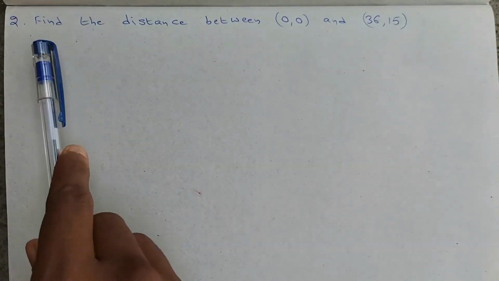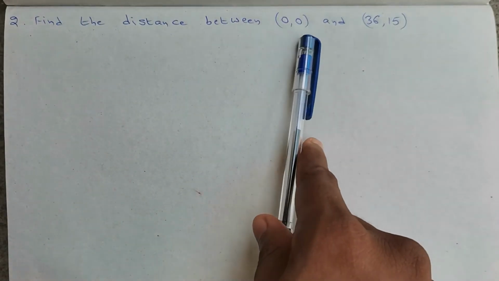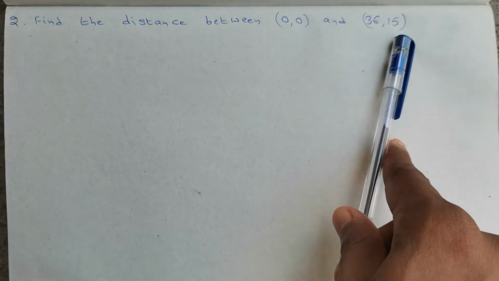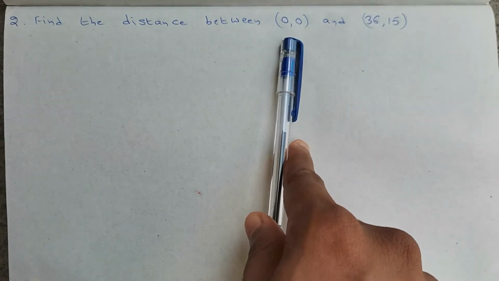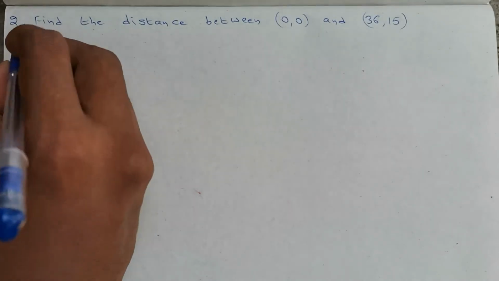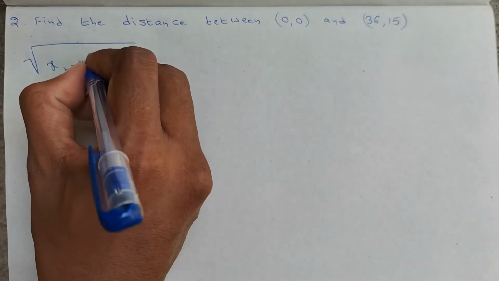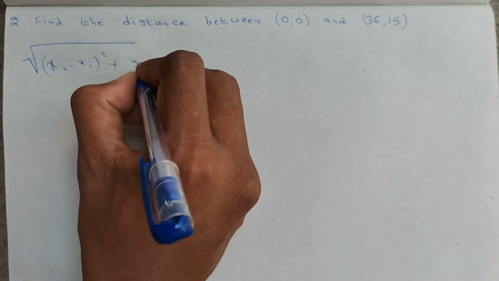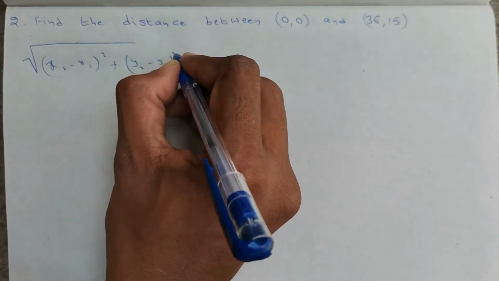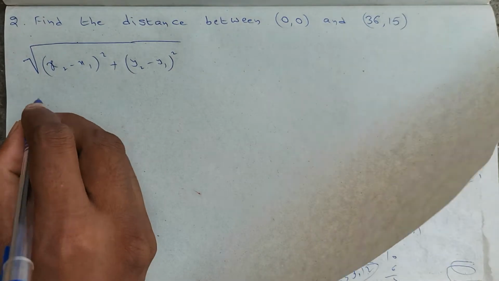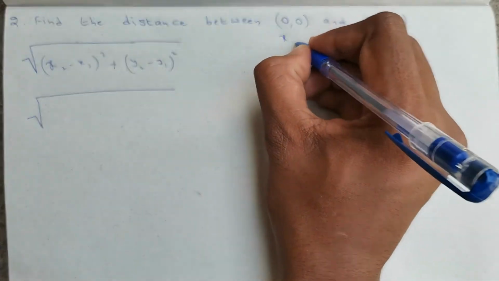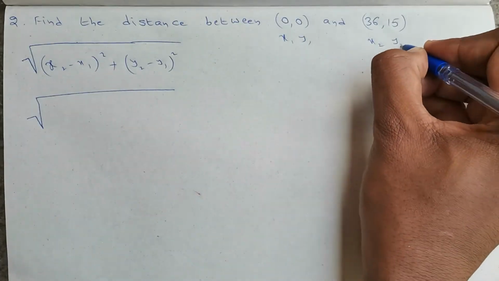Next, second bit is find the distance between (0, 0) and (36, 15). So (0, 0) is nothing but origin. The formula for distance is the square root of (x2 minus x1) whole square plus (y2 minus y1) whole square. This one I am taking as x1, y1 and this I am taking as x2, y2.